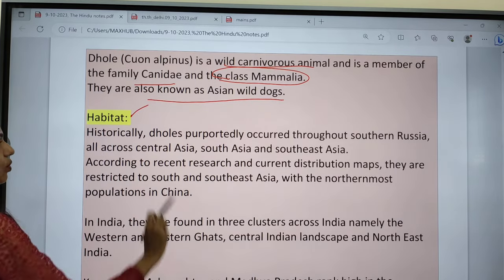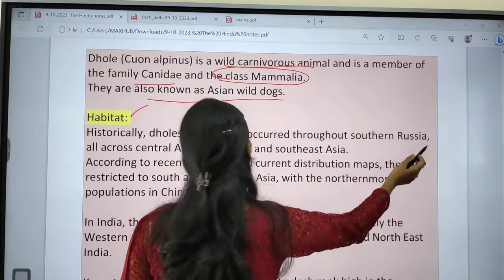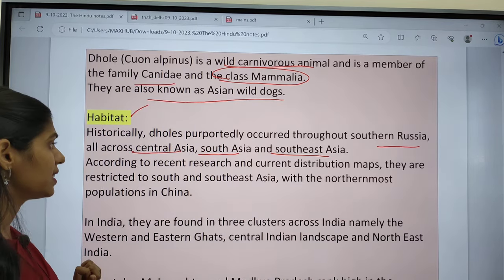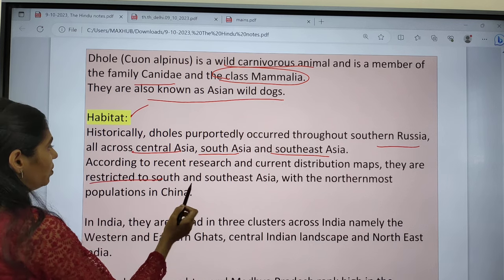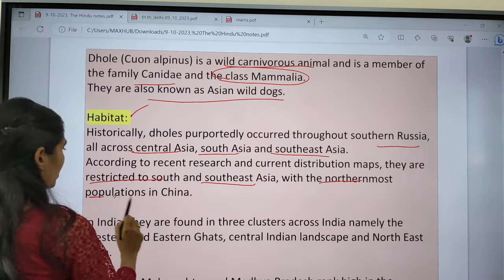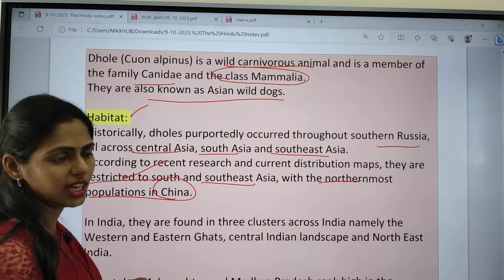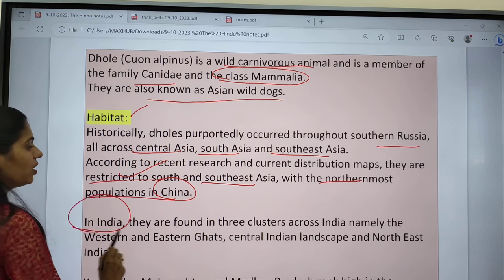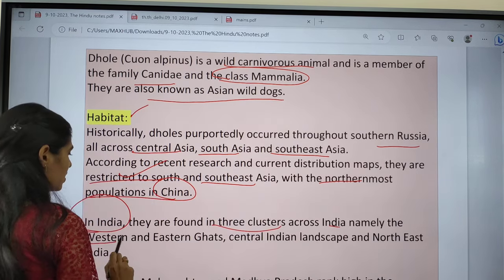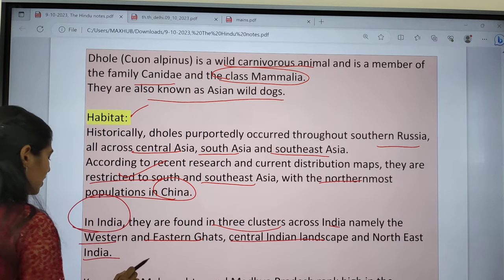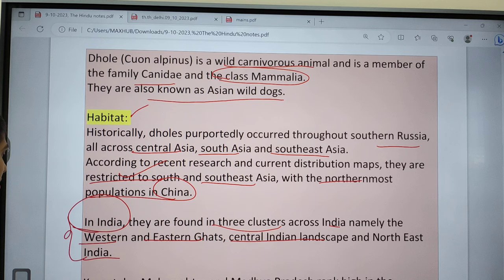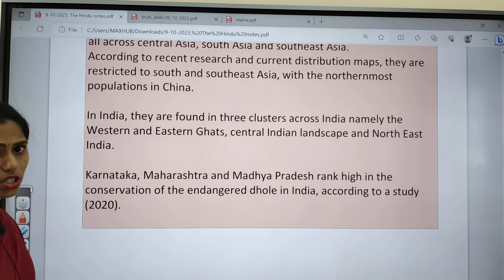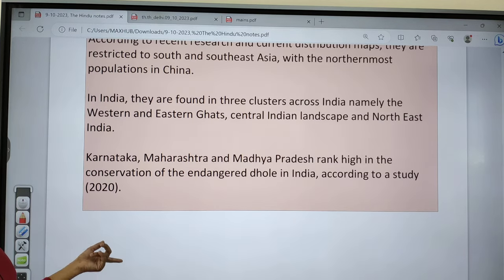If you see the habitat where they are seen, they were mainly seen in southern Russia, Central Asia, South Asia and the Southeast Asian region. According to recent studies, they are restricted to South and Southeast Asia, with northernmost populations in China. So this location is also very important for your prelims. In India, they are found in three clusters: the Western and Eastern Ghats, the Central Indian landscape and Northeastern India. In all these areas we can see this animal, especially in Karnataka, Maharashtra and Madhya Pradesh. So they are also focusing on the conservation of this endangered dhole in India.